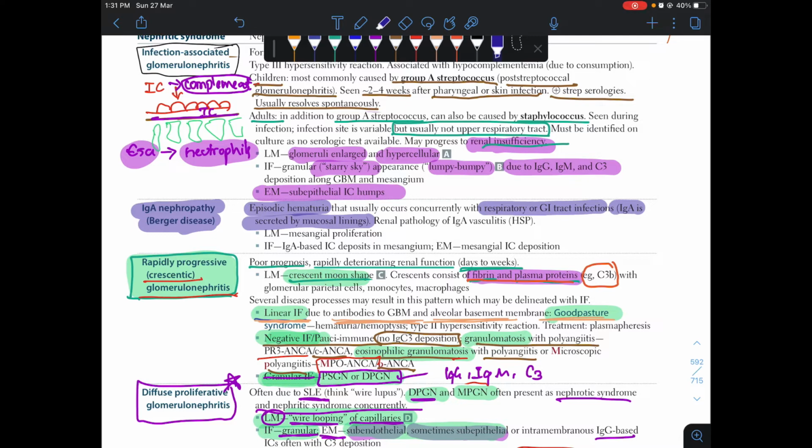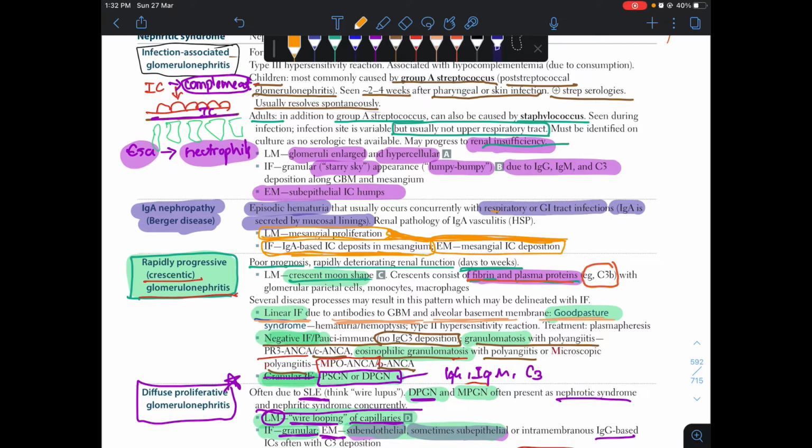And on light microscopy, we find the mesangial proliferation. On immunofluorescence, we find the IgA based immune complex in the mesangium. And on electron microscopy, we find the immune complex deposition in the mesangium. All three will be seen in mesangium. Mesangium is nothing but the connective tissue between endothelial cells and the glomerular basement membrane.